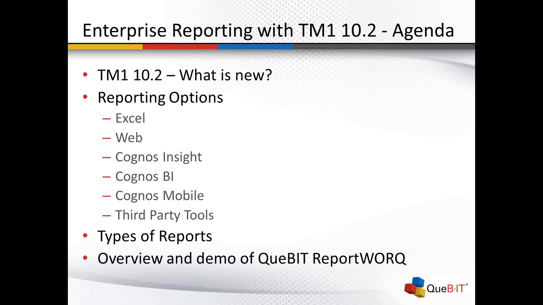And the key point here is you have a lot of options, and you have more with version 10.2 of TM1 than you've had with any previous version. You've got 2 different Excel add-in clients. You've got a revised Cognos Insight. You've got a new TM1 Web. You've got a brand new Cognos Mobile. So we want to talk about those reporting options available to you, and under what circumstances you might use each of those options.